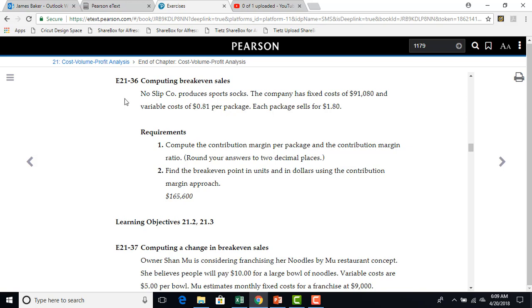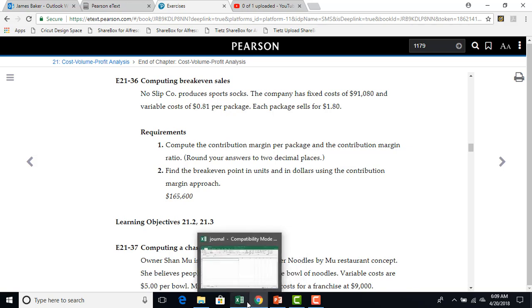Alright, exercise 2136 says No Slip Company produces sports socks. The company has fixed costs of $91,080 and variable costs of 81 cents per package. Each package sells for $1.80. It wants me to compute the contribution margin per package as well as the contribution margin ratio. I'll walk us through those, and then for the break-even point using the margin approach, I'll walk you through it real quick, but then I'm going to do it using the equation approach as well, just because I think it's a little bit easier, and I'll show you that we get to the same answer.